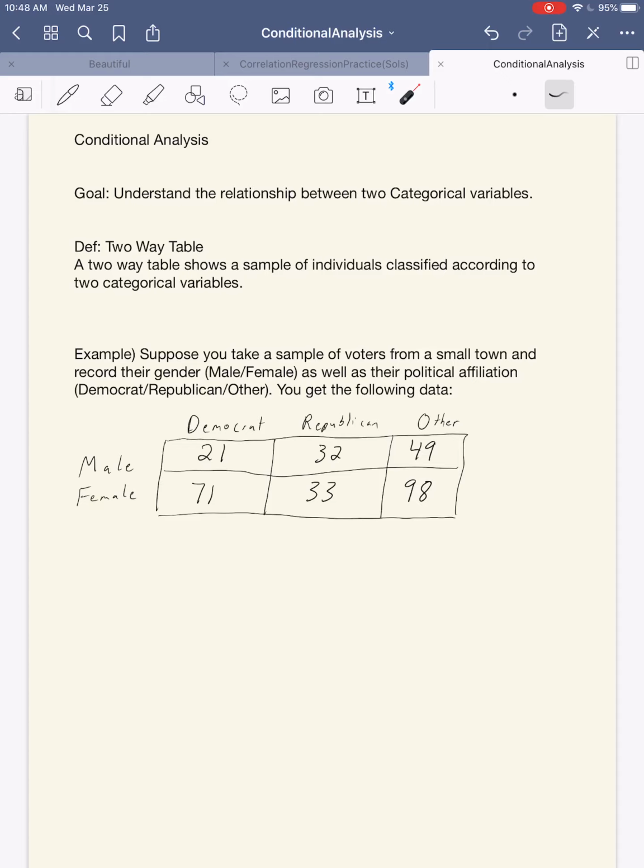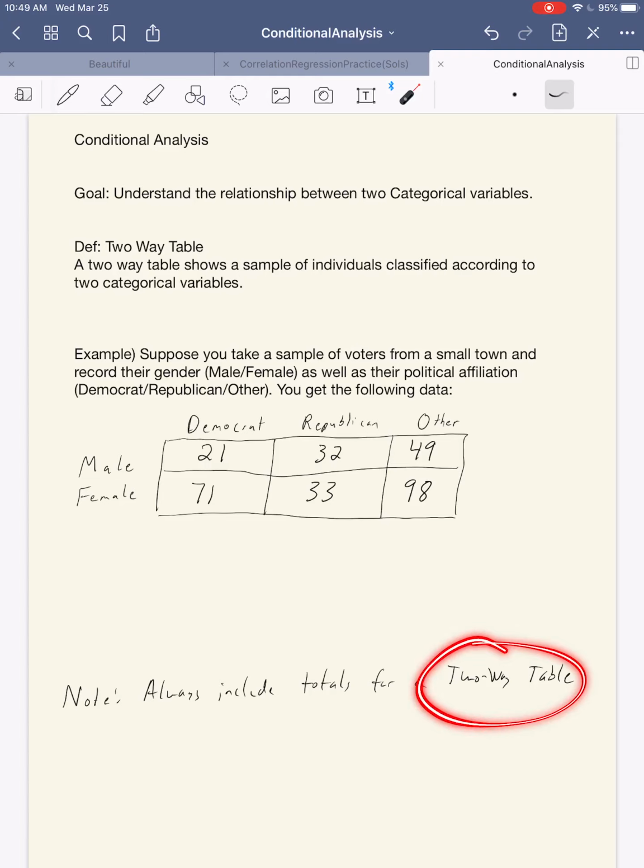This is pretty nice as a two-way table. There are a couple things that we might want to add. One thing that we should always add on whenever we see a two-way table are the totals. So let's just make a little note of that at the bottom here. Note, always include totals for a two-way table. So if you guys are ever working on the practice or on a quiz or an exam or something and you see one of these two-way tables, make sure you go ahead and get the totals right away.